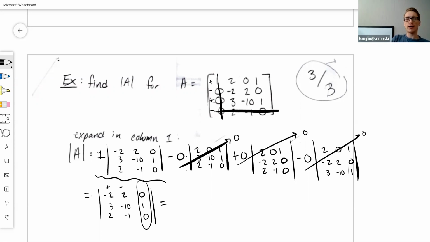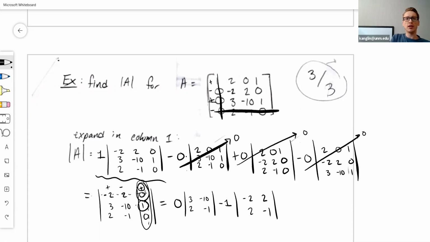So remembering this checkerboard pattern, starting with this 0 here, we get a positive 0 times the 2 by 2 determinant that remains when we cross out the row and the column that that guy lived in. So just the 3, -10, 2, -1. Now the next entry down, we have positive here. The next one will be a minus attached to that 1. And cross out the row and column that this 1 lives in. What's going to remain? -2, 2, 2, -1.